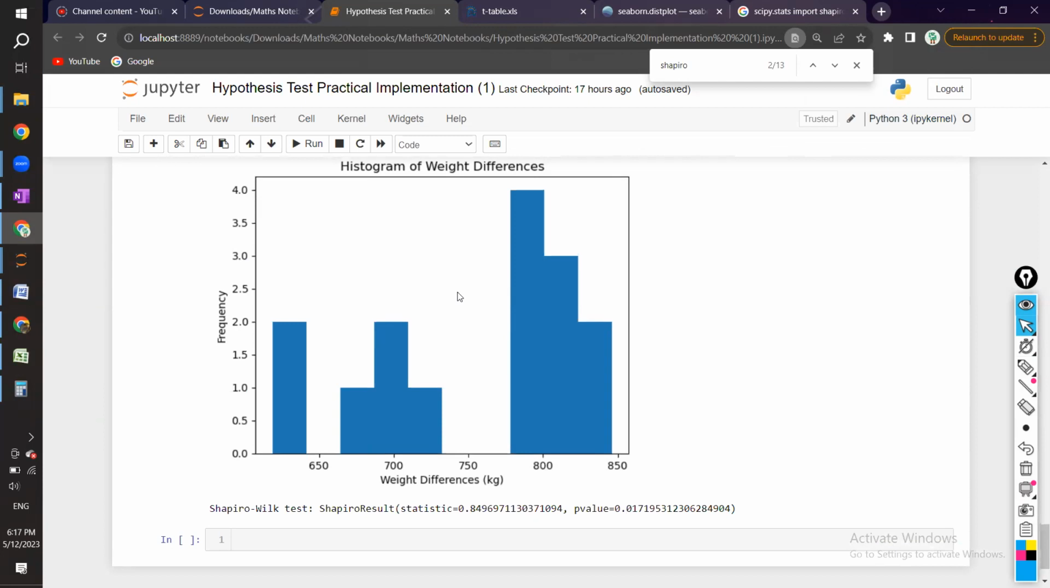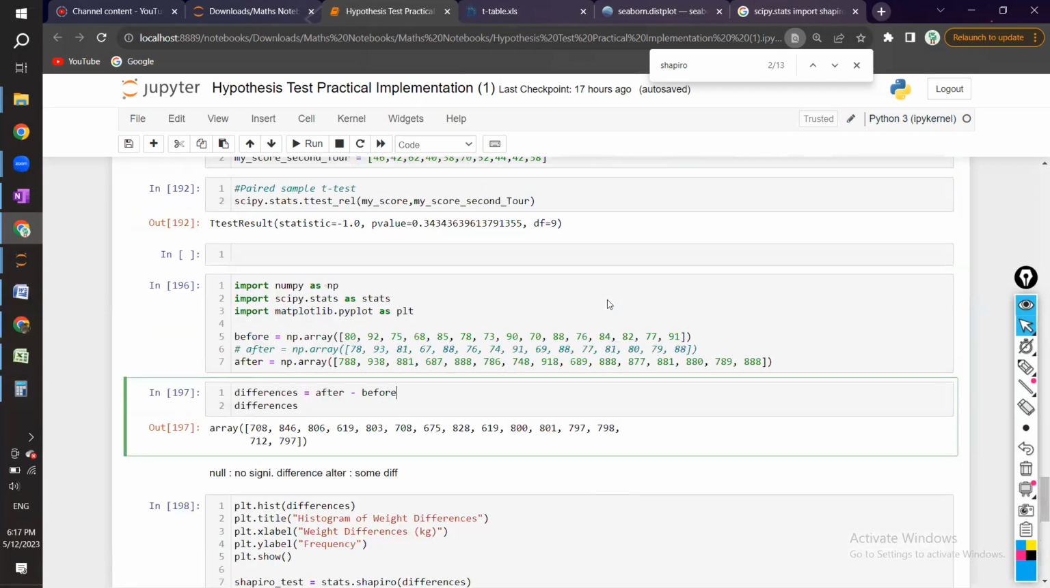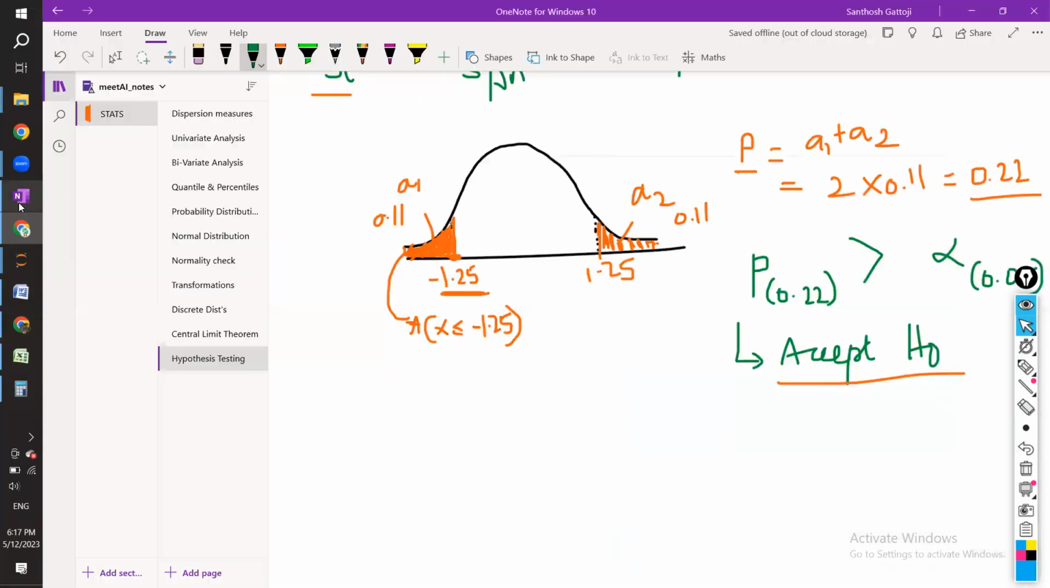Now the null hypothesis could be anything. In our scenario, you can take it as normally distributed, or mean is equal to sample mean, or there is some correlation existing. Anything you can take. The p-value will just tell you whether you can accept or reject. Fine, so that's all regarding the t-test, guys.